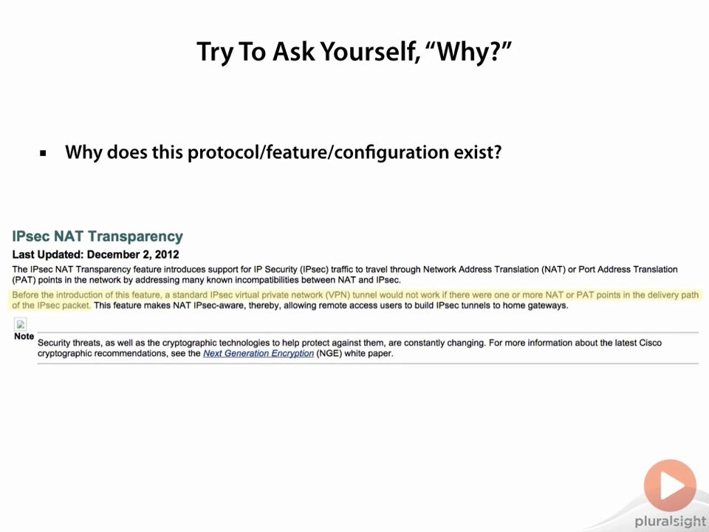Here's an example. IPsec NAT transparency. You'll find this in the Cisco documentation. Now, you can see the highlighted section here says, before the introduction of this feature, a standard IPsec VPN tunnel would not work if there were one or more NAT or PAT points in the delivery path of the IPsec packet. So that was the problem. Look at the answer. This feature makes NAT IPsec aware, thereby allowing remote access users to build IPsec tunnels to home gateways. That's why it exists.